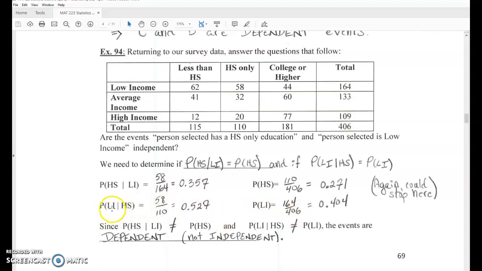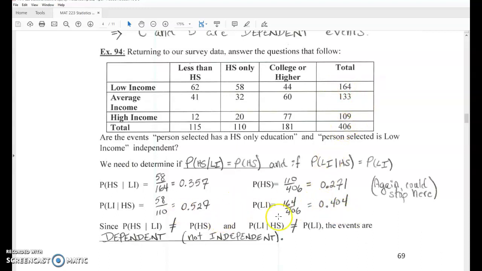So the probability of being a low-income person, given that you only have a high school education, is 58 out of 110 because we're focusing in on the high school educated group only. The low income in that group is 58. So 58 out of the 110. That's a 0.527 probability. And the probability of being just a low-income person is all the low-income people, which is 164 out of 406. So that's a 0.404 probability.